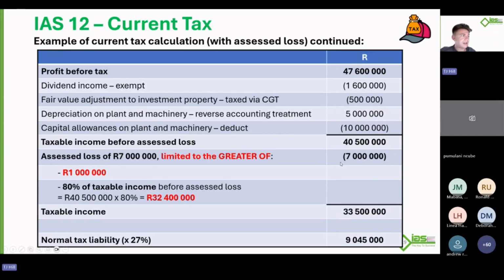Which I utilize. Then I get my taxable income final. And now I multiply that by 27%, which gives me my normal tax liability. That is also my current tax expense. I'm going to debit income tax expense with 9 million, and I'm going to credit current tax payable with the same amount. Okay, are you happy with how to work in the assessed loss here?